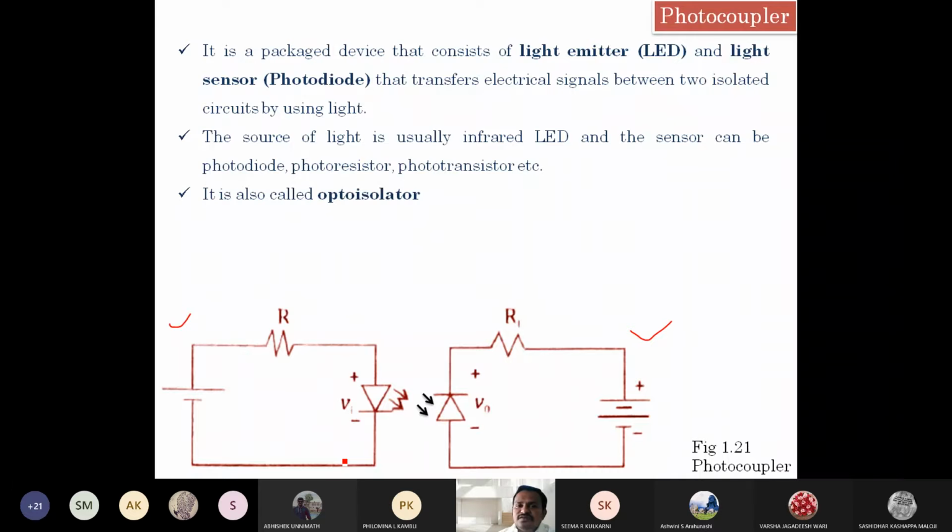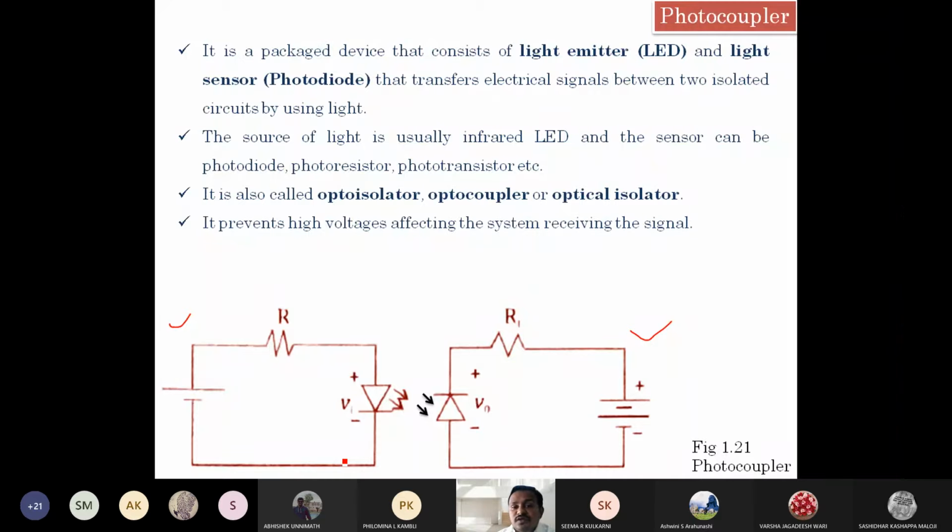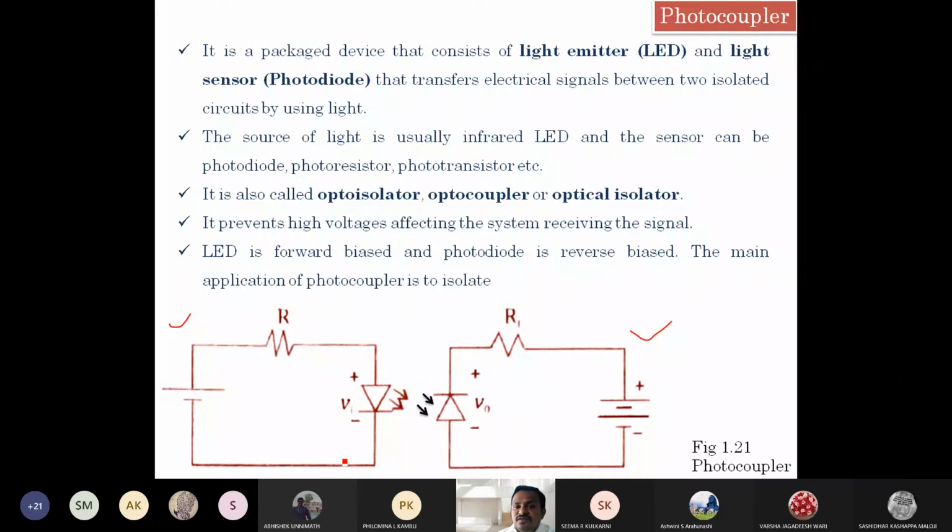So the source of light is usually an infrared LED, and the sensor can be a photodiode, but you are introducing only one in this concept, photodiode. Similarly, photoresistors are there and phototransistors are there in the field. Means a resistor which is going to work on photo energy, a transistor which is going to work on photo energy. So those components are called photoresistor and phototransistor. But for your syllabus, this is limited to only photodiode, only diode which is going to work on light energy.